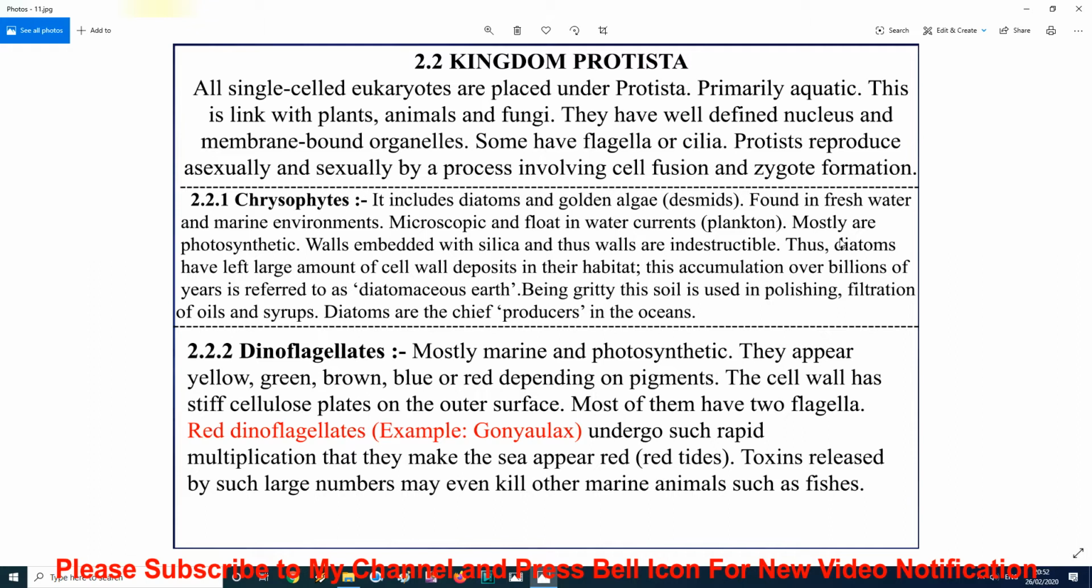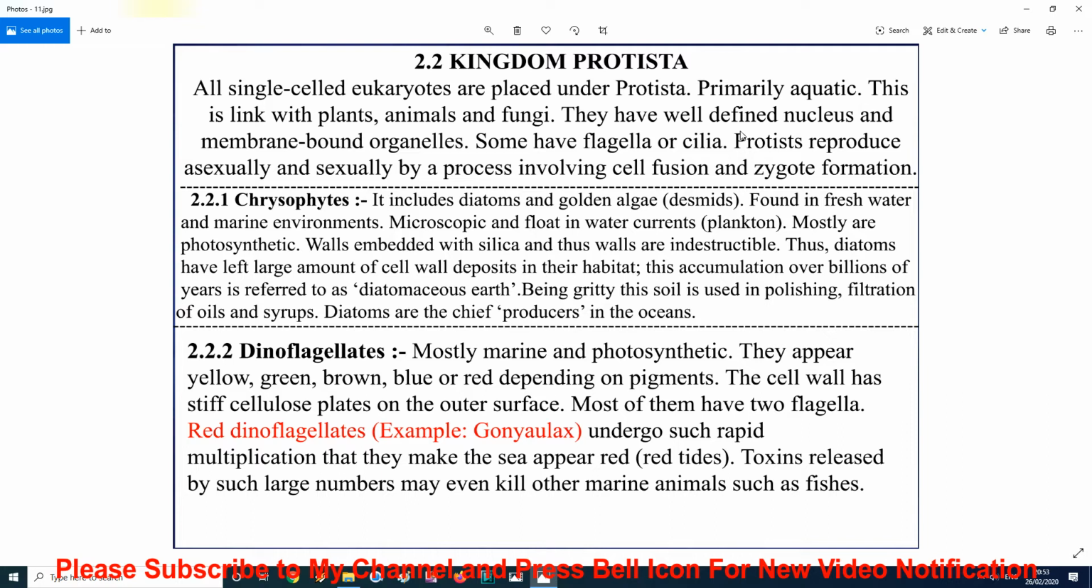Kingdom Protista is a link between Kingdom Monera and all other eukaryotes, because Protista is unicellular, which matches Monera like bacteria, but it is eukaryotic, which matches Kingdom Plantae, Fungi as well as Animalia. So all the single cell eukaryotes are placed under Protista.